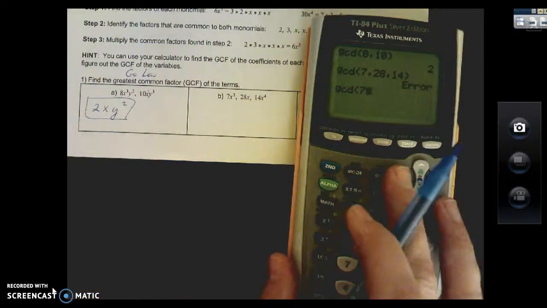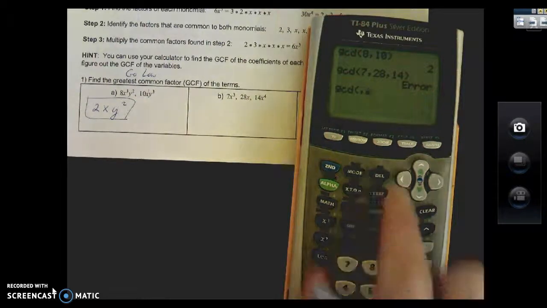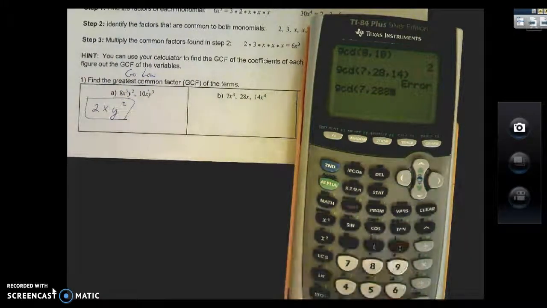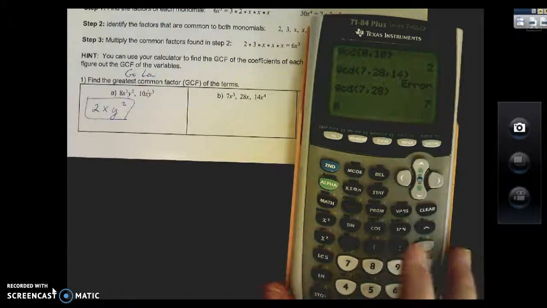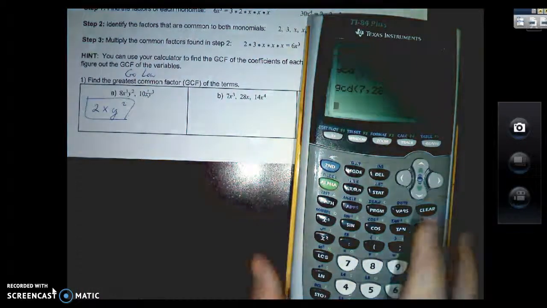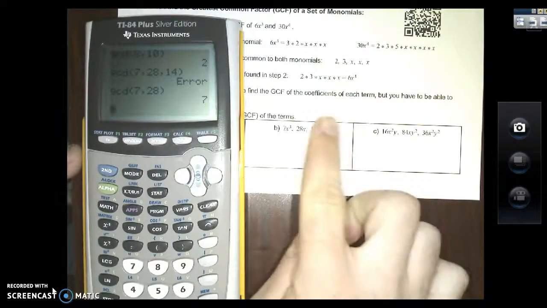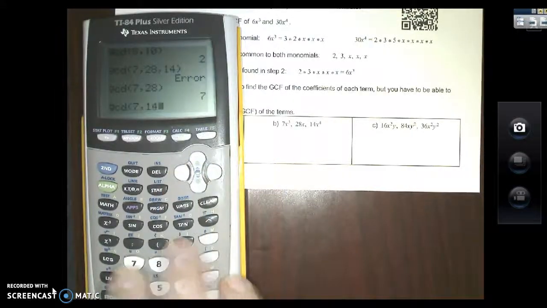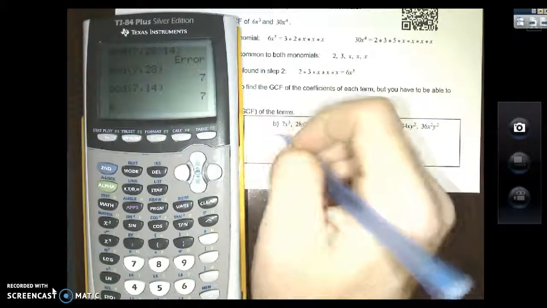Okay, and let's see here. Do 7, 28 first. And I am off today. Okay, the GCF between those two is 7. I don't know why all of a sudden it got really, really dark in here. Okay, there we go. Needs a little better. Okay, so now I'm going to do the same thing, but now I'm going to use 7 and 14. So the GCF between these 3 numbers is then 7.